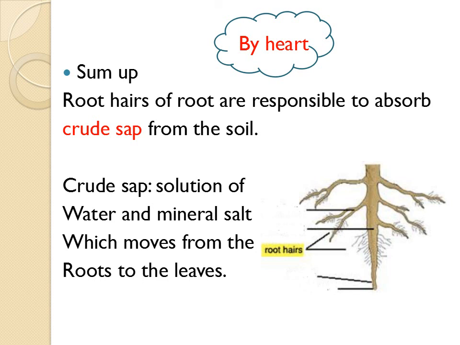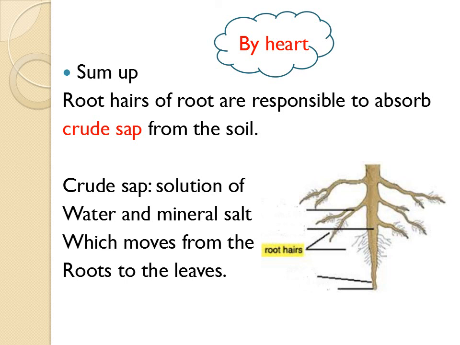We can sum up that the root hairs, as we see in the picture here, root has root hairs, meaning the roots have many small hairs on them. These root hairs are responsible to absorb root sap from the soil. They are the root hairs that absorb the root sap.